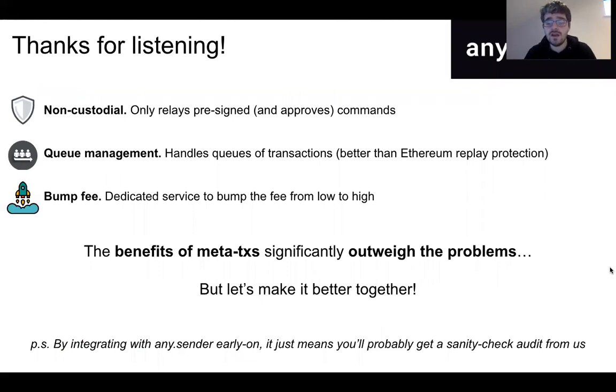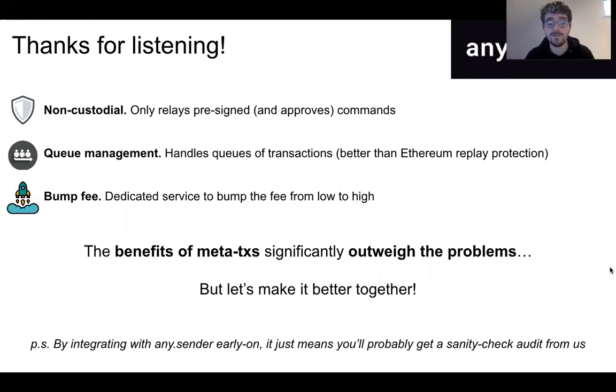At some point I'm going to write a blog that's a bit more detailed, and also more about our experience of building these non-custodial relayers. But what I want to highlight to finish is, 1, any.sender is non-custodial. We can only relay pre-approved commands. 2, the whole point of any.sender is to deal with queues of transactions. So you as a dApp developer or a wallet or an exchange, you don't have to rebuild that same infrastructure. And actually now you can benefit from better replay protection than what Ethereum offers, as I mentioned in the Bitflip example. And 3, our only job is to take a transaction and bump the fee until it gets in.